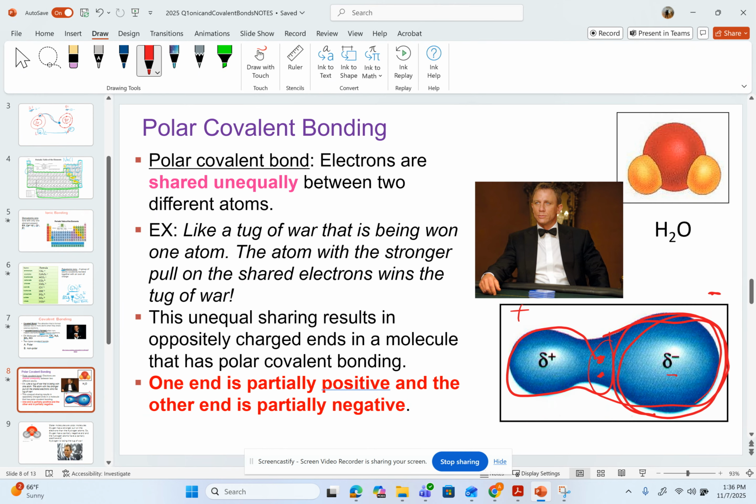A lot of times we say water is a polar molecule because it has polar covalent bonds. One end is partially positive and the other end is partially negative. This sign means partial. This sign means partial. Partially negative, partially positive. The partially negative side means the electrons are going to spend more time in that atom's electron cloud.